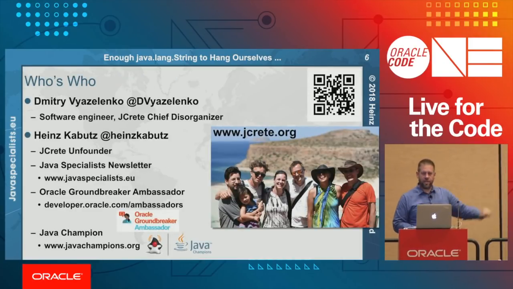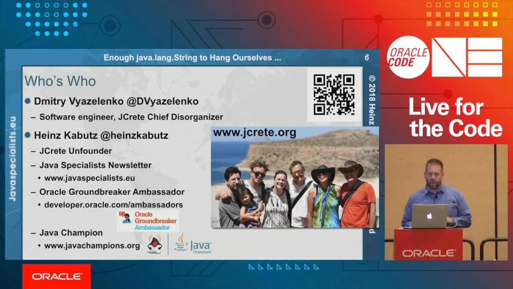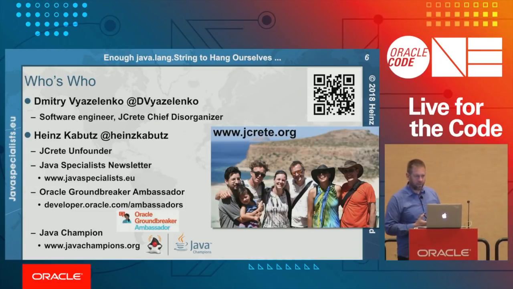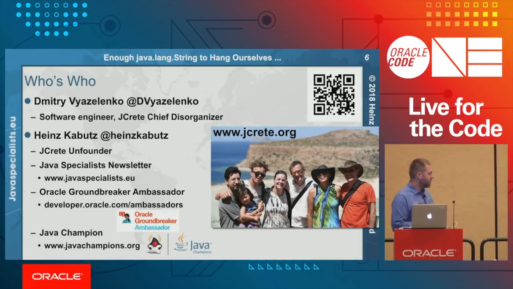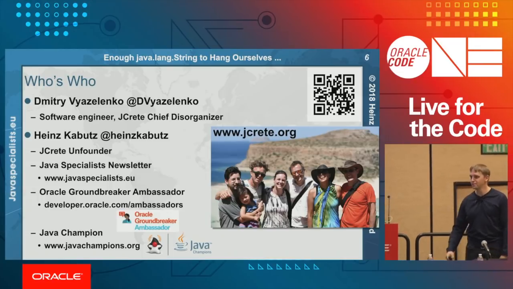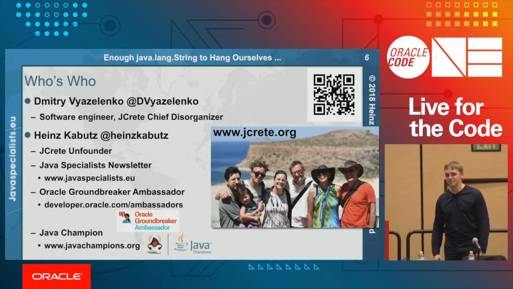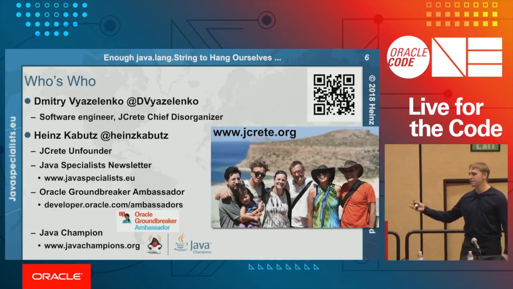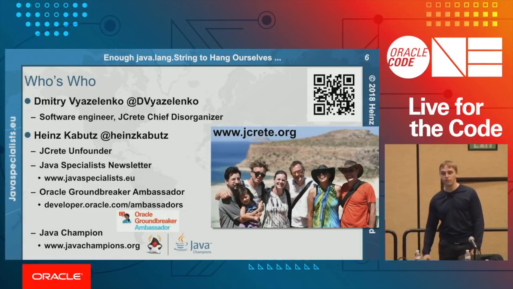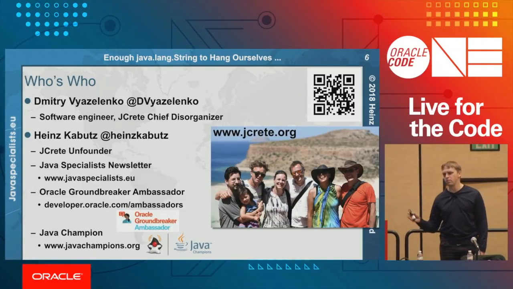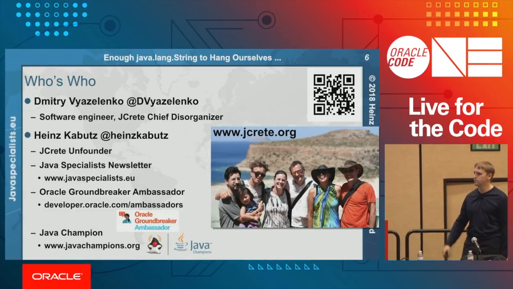This is Dmytro Vyazelenko. He's our chief disorganizer at jcrete, software engineer from somewhere anonymous. Whatever. You can guess where he's from. Yeah, East. And this is Heinz Kabutz, jcrete unfounder, Java champion, groundbreak ambassador, and all other stuff. Blah, blah, blah, all that stuff, yeah.